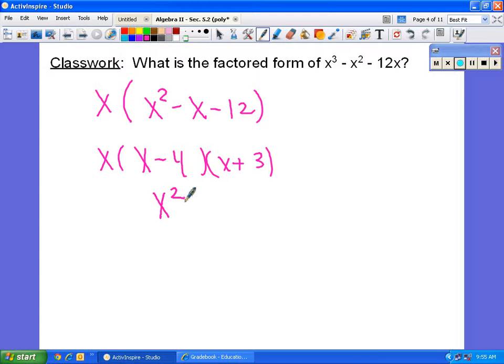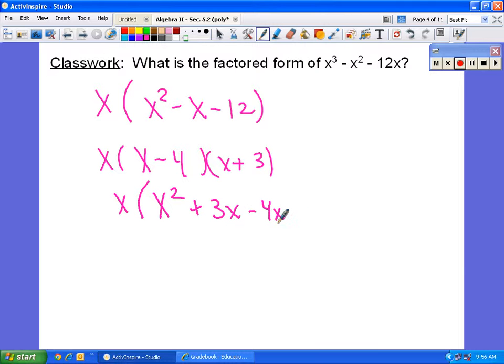X squared. Okay, and then you would do outside, and then your outside would give you negative 12. No? Outside. Then we do outside. What are the outside terms here? X and 3. So we multiply them together. We get 3x. Inside terms, negative 4 and x are negative 4x.